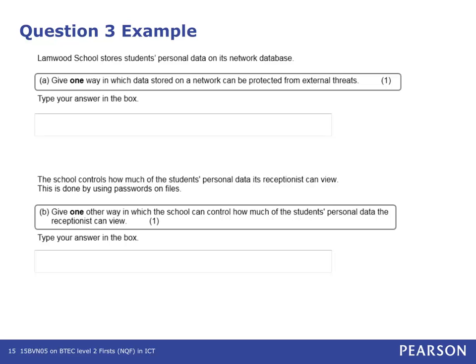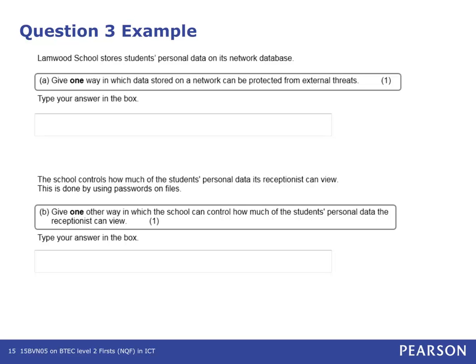Targeted specification area, learning aim C1, possible threats to data. Lead examiner's comments: 3A. Most learners achieved the mark for providing one way data stored on a network can be protected from external threats. Firewall and antivirus were the most popular responses. 3B. Most learners achieved the mark for this question.